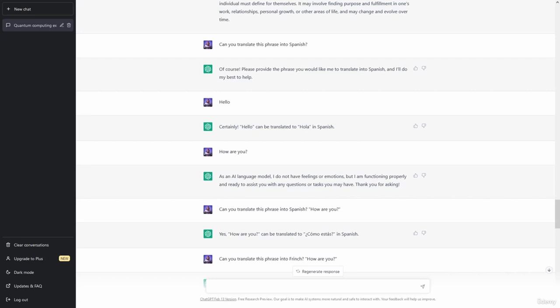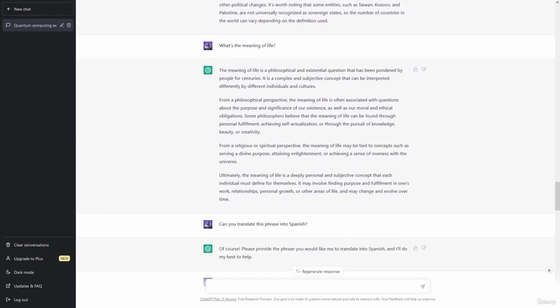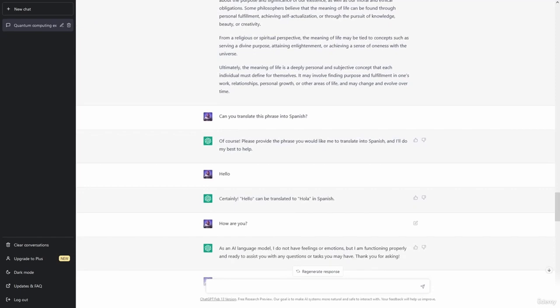It was also able to give us information that was both factual and also information that was debatable when we asked the capital of France, and then also when we asked how many countries there are in the world. We also asked it a philosophical question, which was the meaning of life, and that is where it's given us some different perspectives. And then we asked it to translate a phrase into Spanish as well as French. It was able to translate our phrase into both Spanish and French, which was great.